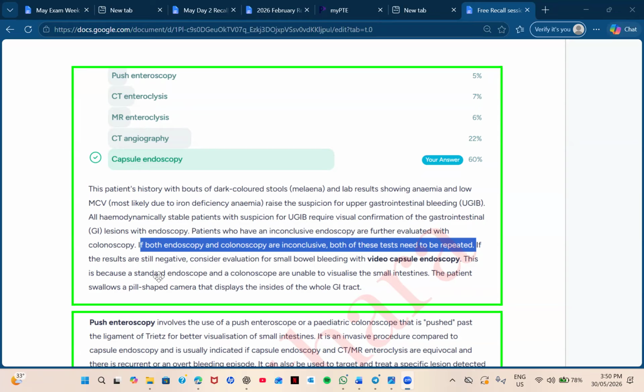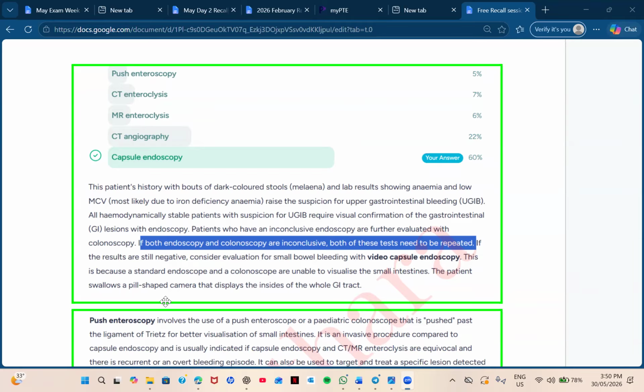Okay, this is the important point. If both endoscopy and colonoscopy are inconclusive, both of these tests need to be repeated. If these results are still negative, consider evaluation with video capsule endoscopy. This is because the standard endoscope and the colonoscope are unable to visualize the small intestine. The patient swallows a pill-shaped camera that displays the inside of the whole GI tract.